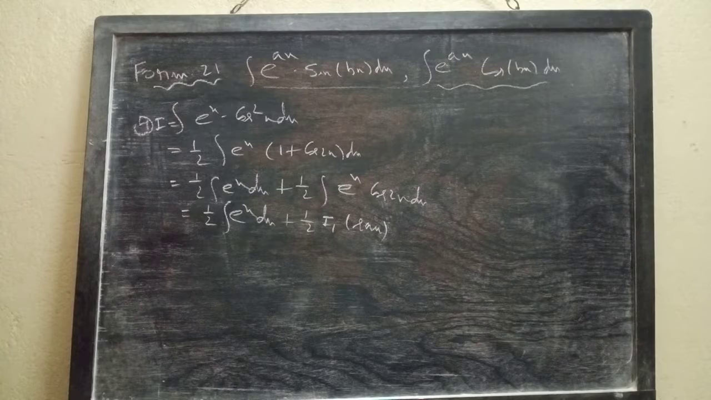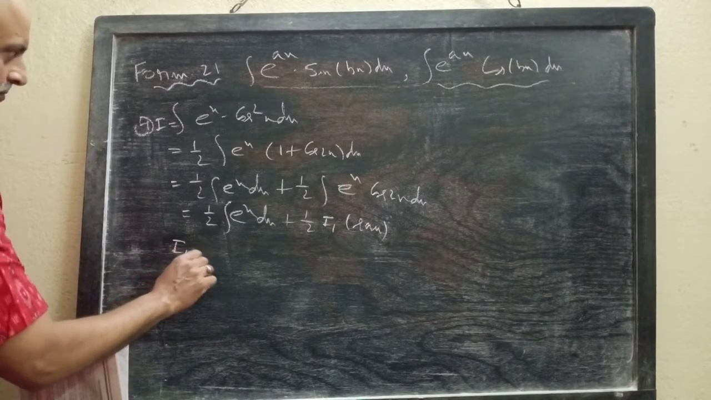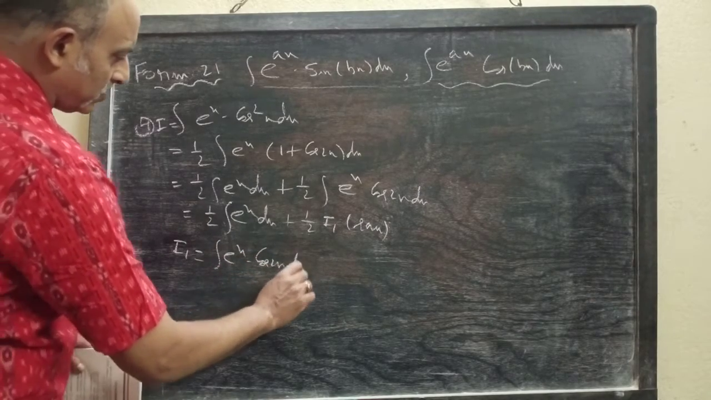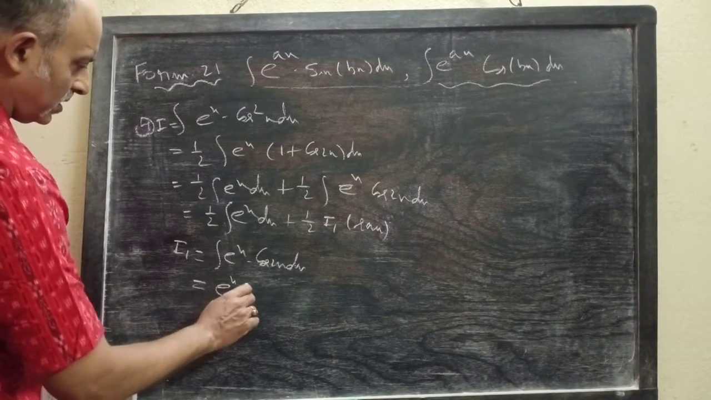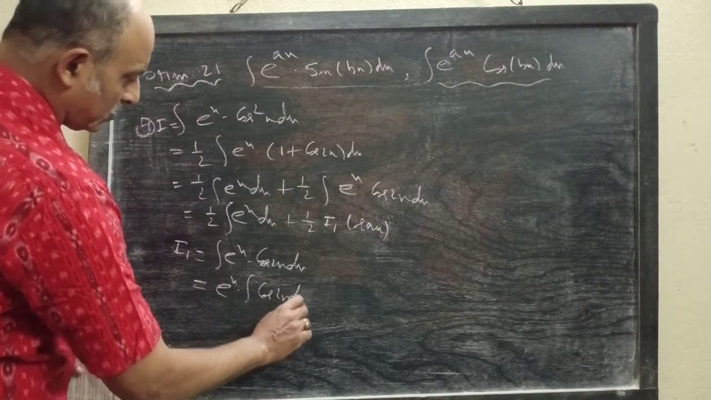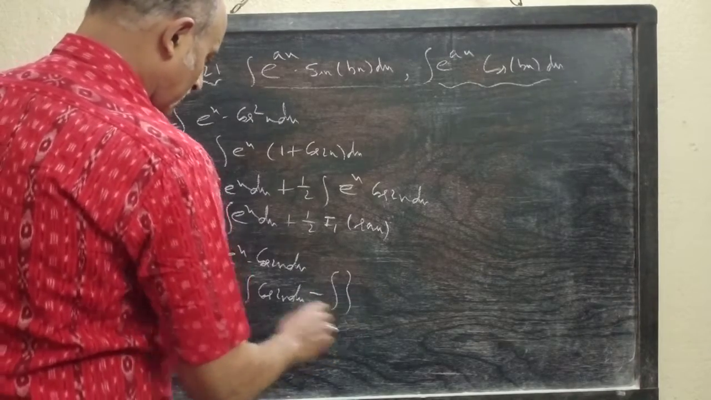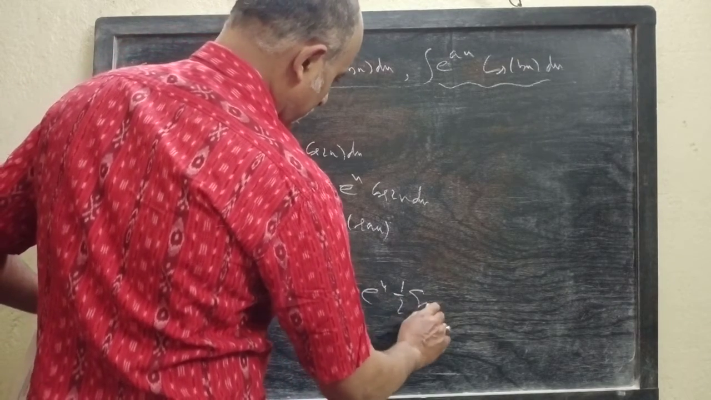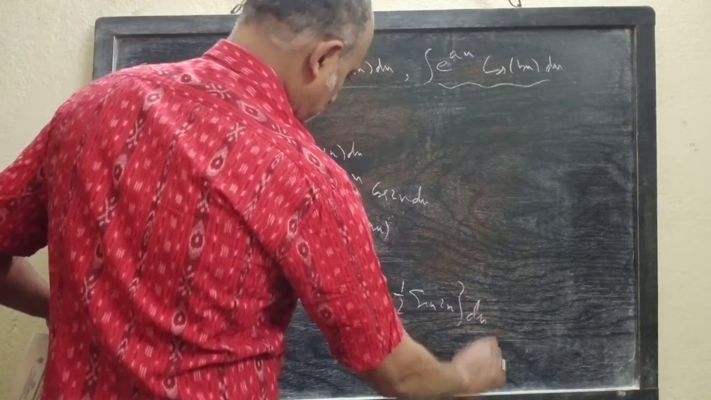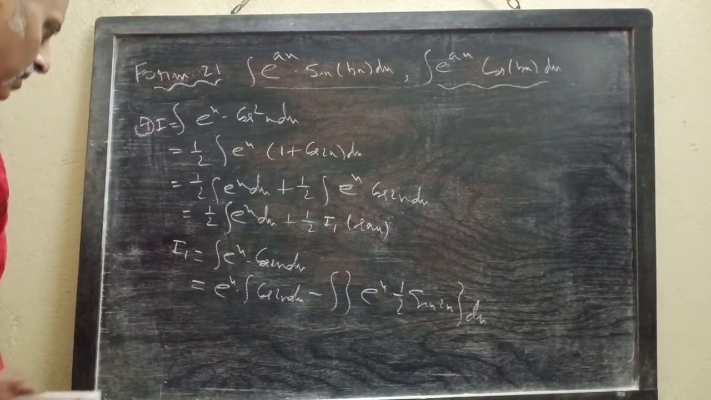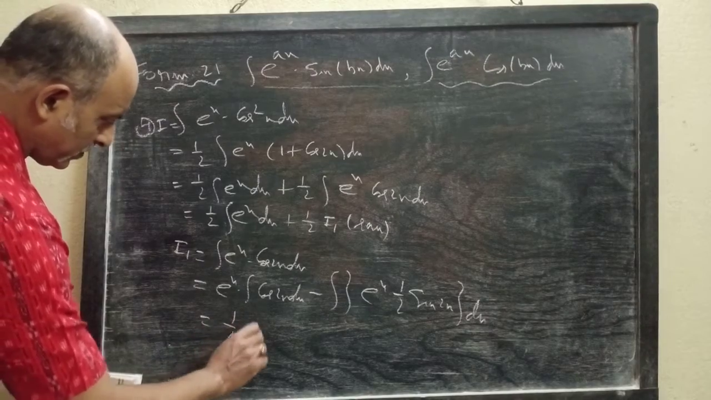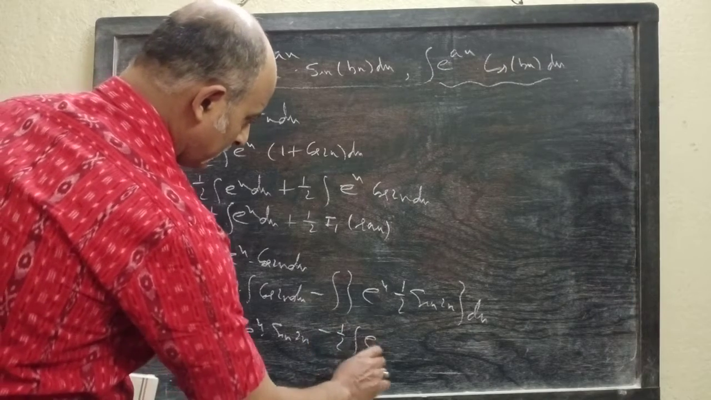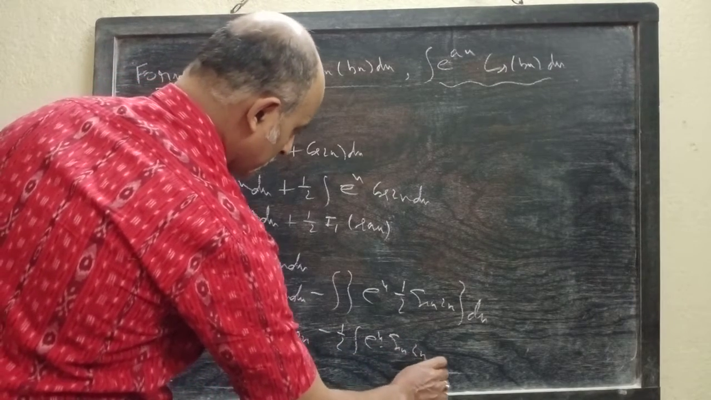Okay. Now I1 is integration e to the power x cos 2x dx. Do by parts. e to the power x integration cos 2x dx minus integration derivative of e to the power x, e to the power x, integral of this is half sin 2x dx. Then you get half e to the power x sin 2x minus half integration e to the power x sin 2x dx.